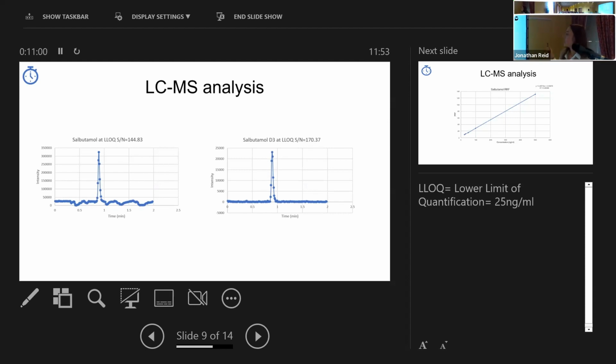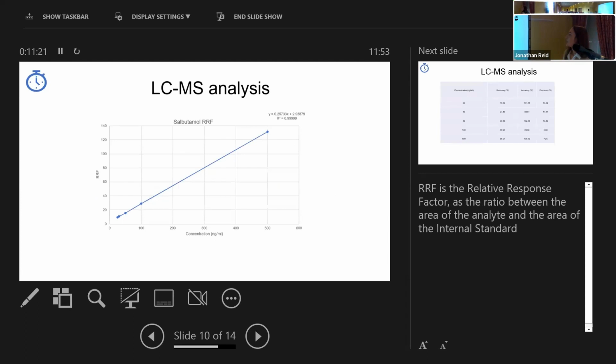Even if they elute more or less at the same time, I'm quite sure that I'm treating 2 different molecules because I'm monitoring different channels. I'm monitoring 2 channels for salbutamol and 5 channels for salbutamol D3. That allows me to say, okay, this is my analyte and this is my internal standard.